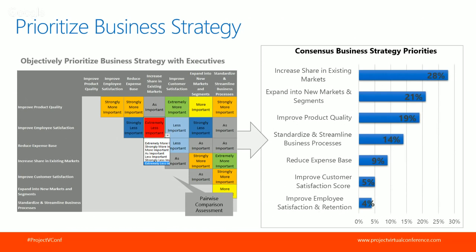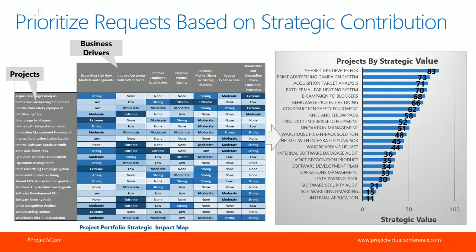So in this example, if I had $100 to spend on my strategy and I wanted to ensure total investment alignment, I would stick $28 on the top business driver and $4 on the bottom. So having engaged the executive team, which is very important to define and objectively drive consensus around those business driver priorities, we can look at defining an absolute strategic value score by doing an impact assessment of how each project will contribute to the success of each one of the business drivers.